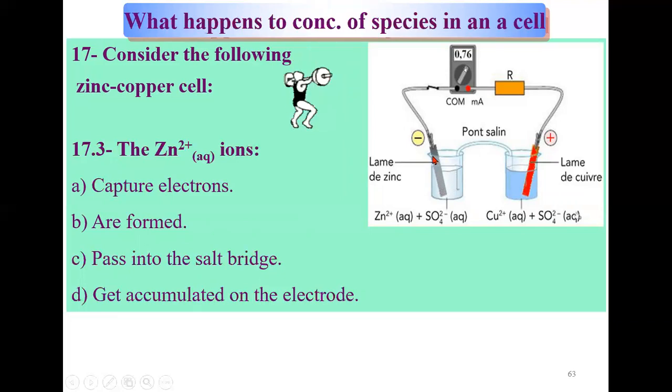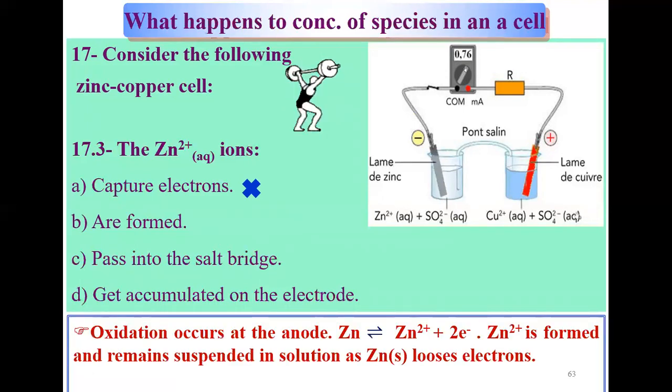Actually, the electrons move up here. Okay, they go up. They're not really lost into solution. They start moving up while the zinc 2+ is starting to form. Zinc 2+ are formed. Yes, they are. They pass into the salt bridge? No. Whatever passes in the salt bridge are neutral ions like potassium nitrate or potassium chloride, sodium chloride, or sodium nitrate.